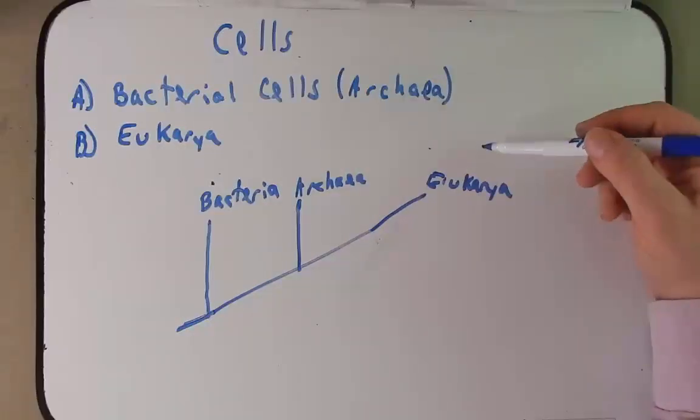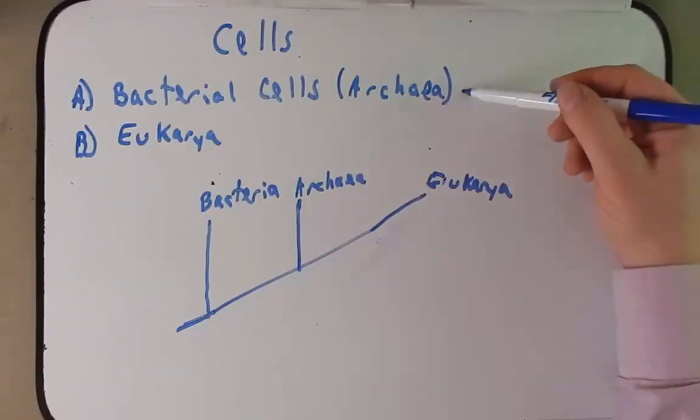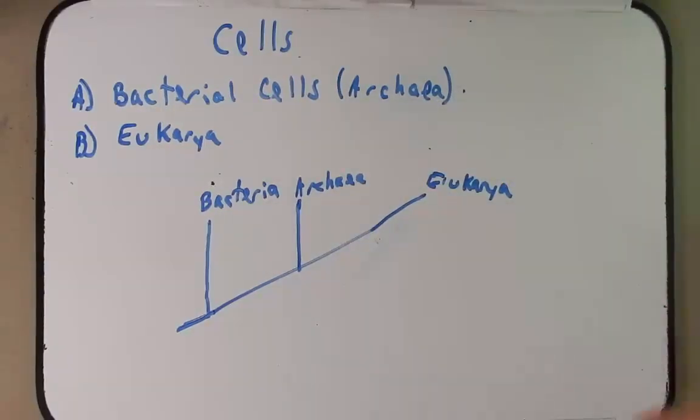And we're going to begin by talking about features that are common to all cells, and then we'll move into bacteria and archaea and then eukarya. All right, let's go ahead and get started.